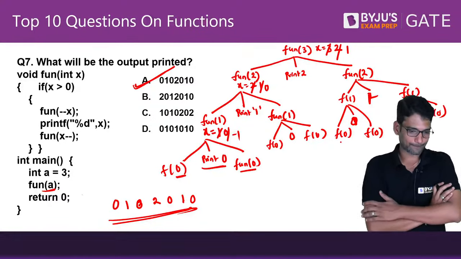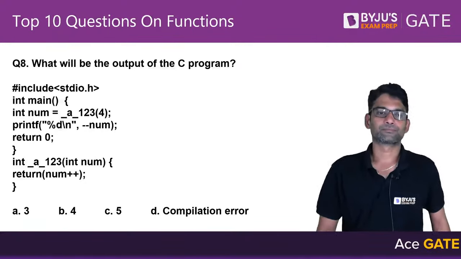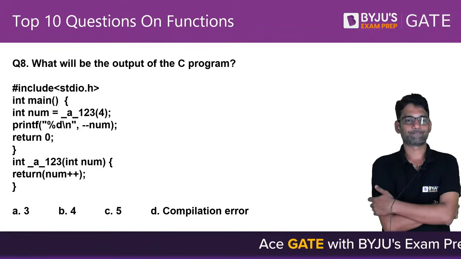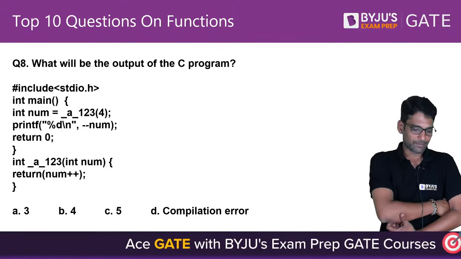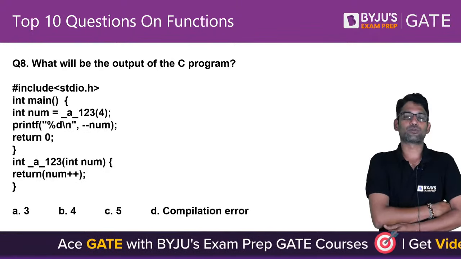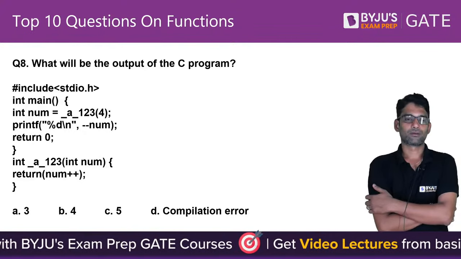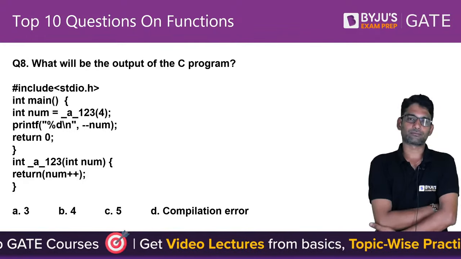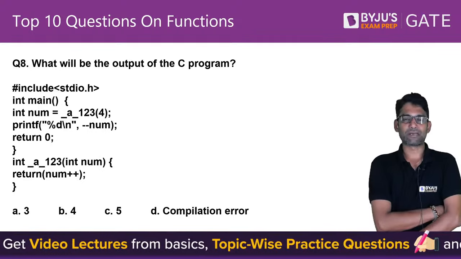Got it? Question number 8. What will be the output of the C program? int num = _a_123 of 4. After returning from this function, print --num.